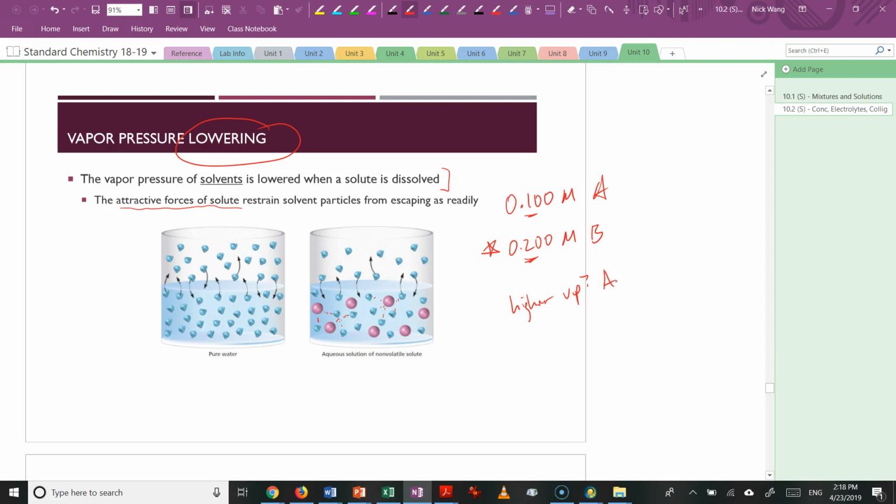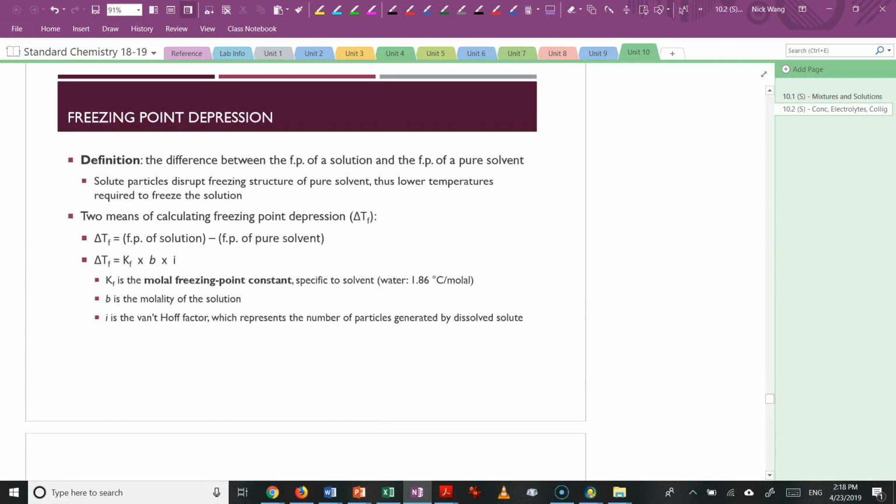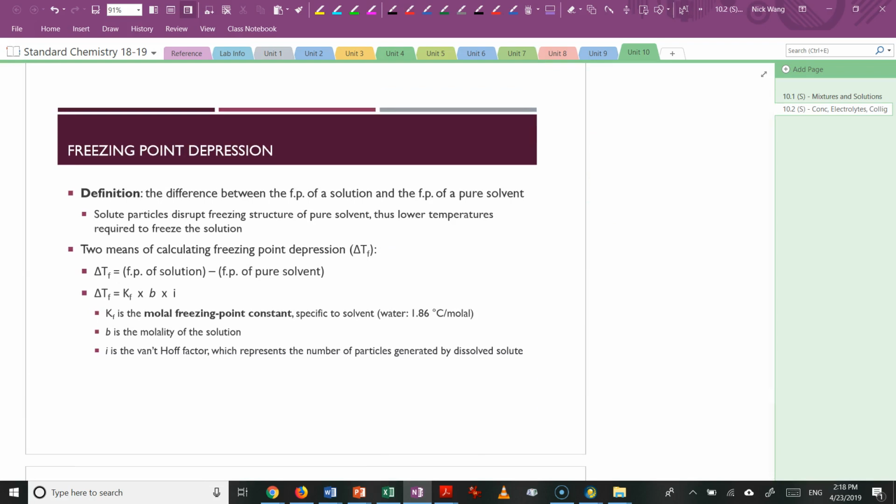And again, make sure you understand this. Solution B has more particles dissolved in it, so it can lower the vapor pressure more, so it can bring it down more. This solution right here also has particles in it, and it's going to lower the vapor pressure, but won't lower as much as solution B does. So we expect that here, solution A is going to have the higher vapor pressure, whereas solution B will have the lower vapor pressure.